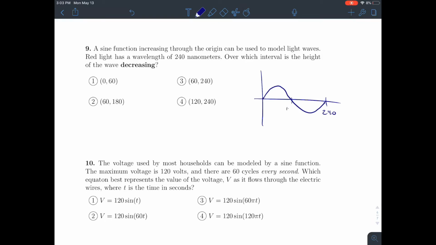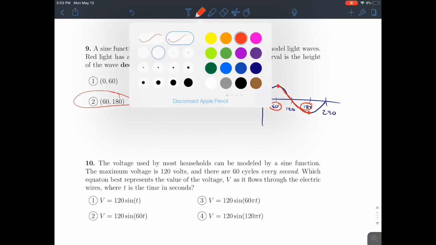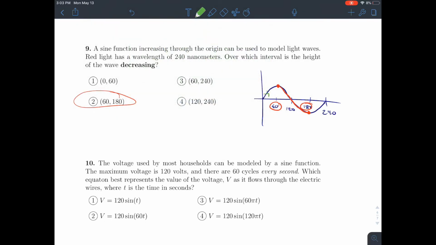So if this is 240, the middle would be 120, that would be 60, this would be 180. So where is it decreasing? Well, it looks like it's decreasing from the top down to the minimum value here. And so that would be from 60 to 180. If you look at the other two areas, you can see that it's increasing here and here. And so we exclude this from our final answer.